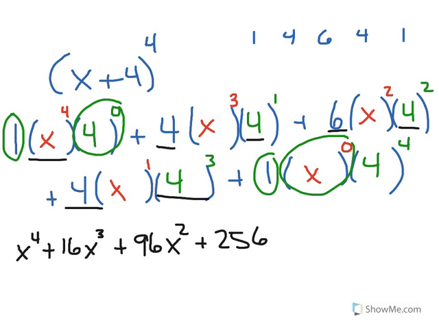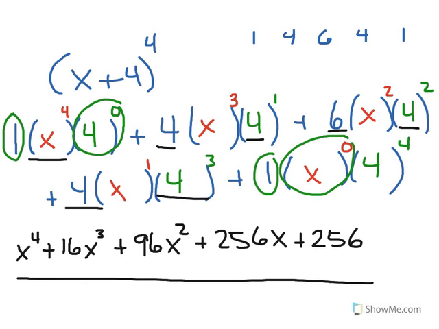which is 256x. And on the last term, remember that the first part and the last part we've decided, or that the x to the 0 and the 1 are not that important. So we're going to just be left with 4 to the fourth, which is 256. This is the same as the expansion of x plus 4 to the fourth.